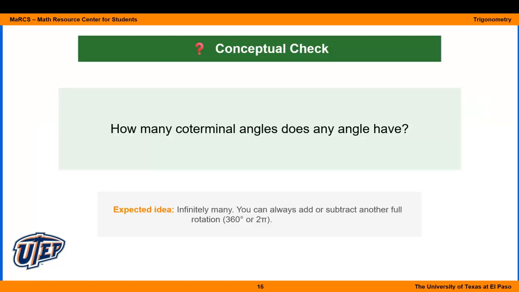Again, how many coterminal angles does any angle have? Infinitely many. You can always add or subtract another full rotation, which means we'll have infinitely many coterminal angles.